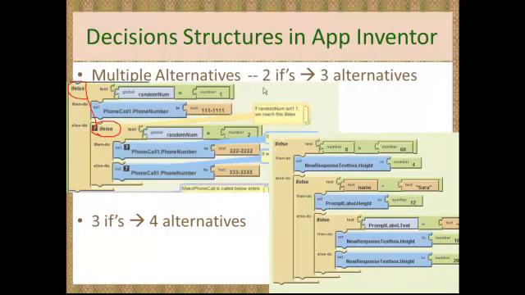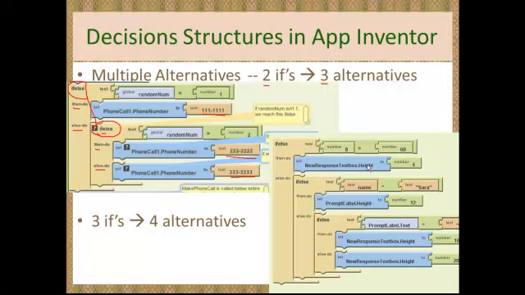So in this case I have 3 possibilities. I want to call this number or this number or this number. So the then part of the first if is my first possibility. The else part is the second if. And then you get your other 2 possibilities in the then part and the else part of that second if. So if you have 3 alternatives, note that you have to have 2 ifs.